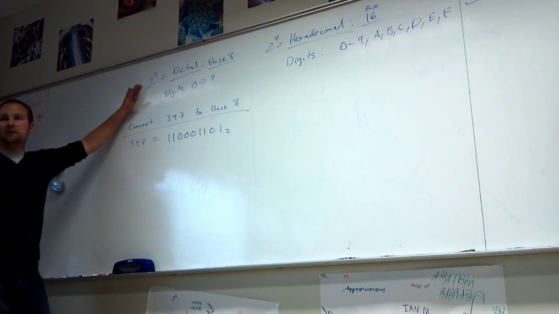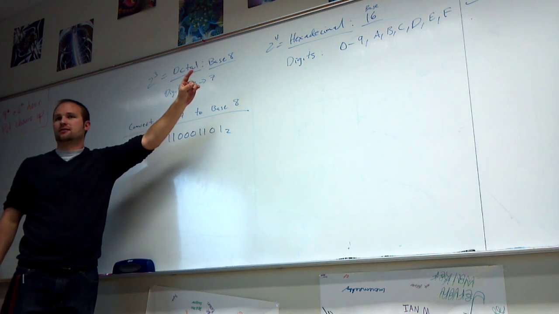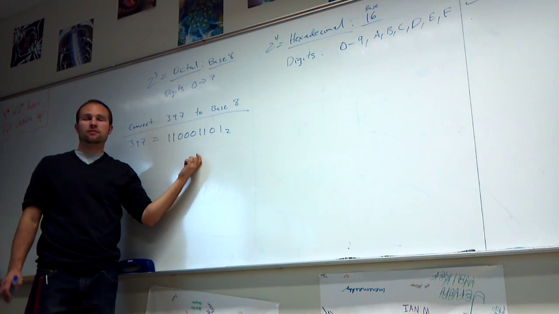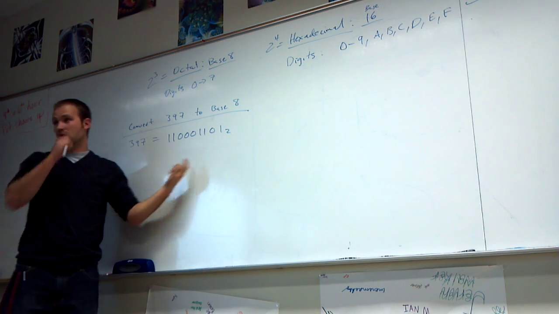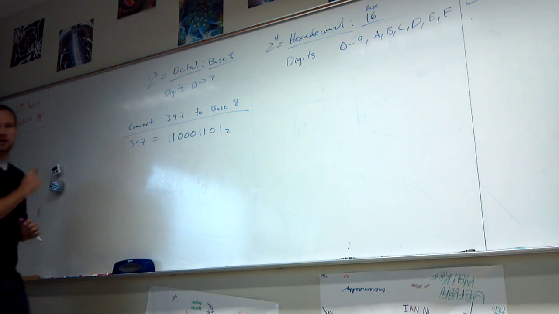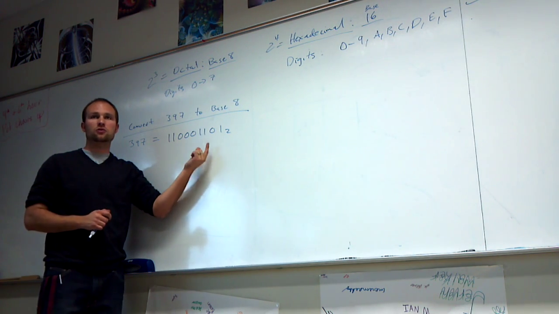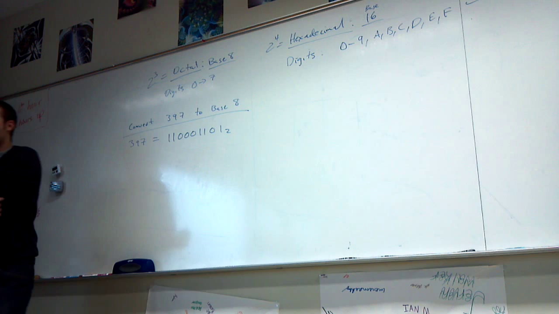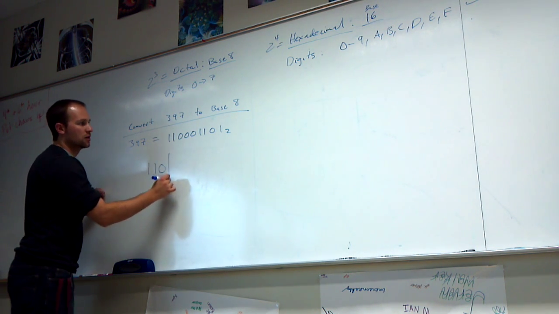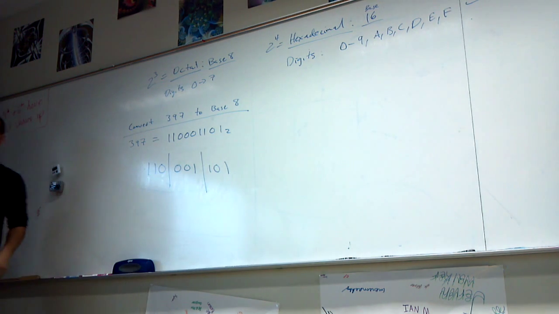Here's why base 8 isn't too bad. 2 to the third gets you 8. What we can do then is break this number up into groups of 3. Each one of these is representing 2 to some power. So we're going to take this number, 110001101, and break it into threes.